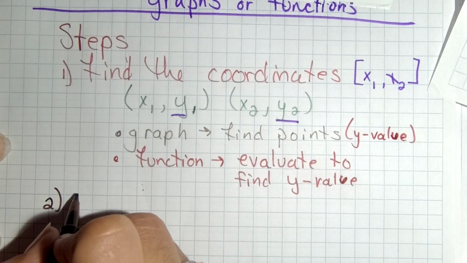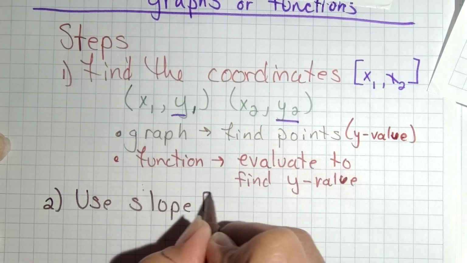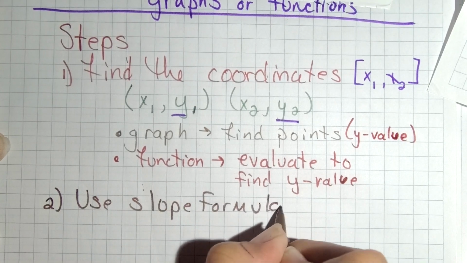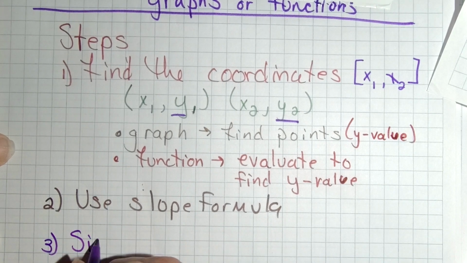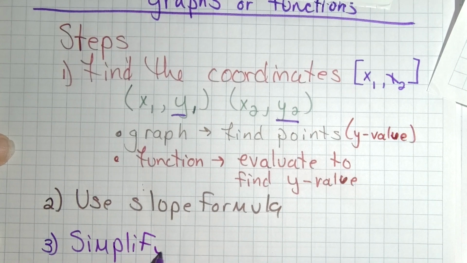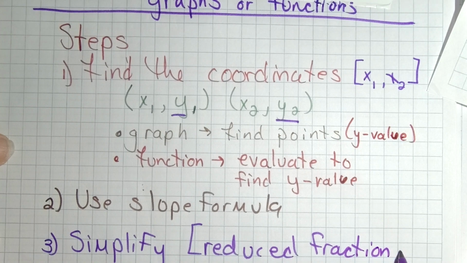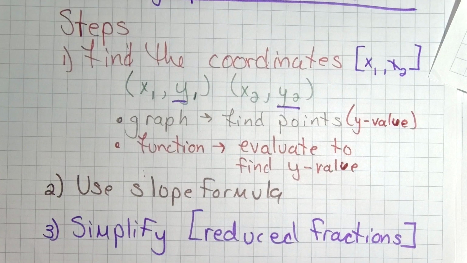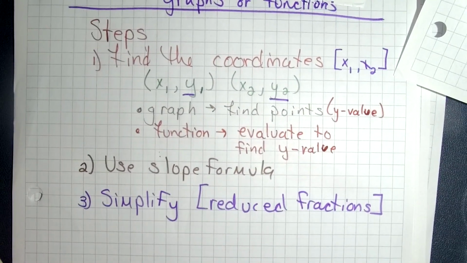Step 2 is then you're going to use the slope formula. And we have that all down. And step 3, you're going to simplify. We want reduced fractions. We'll tell you when there's a decimal if it involves a square root or a cubed root, but that won't come until later.